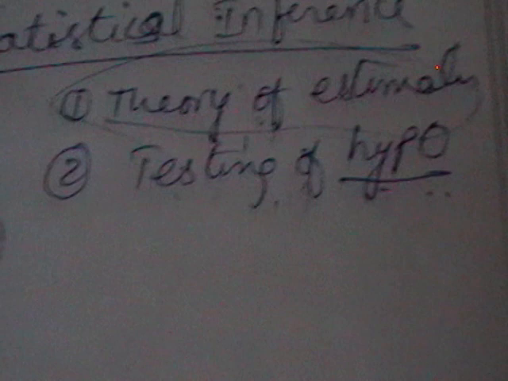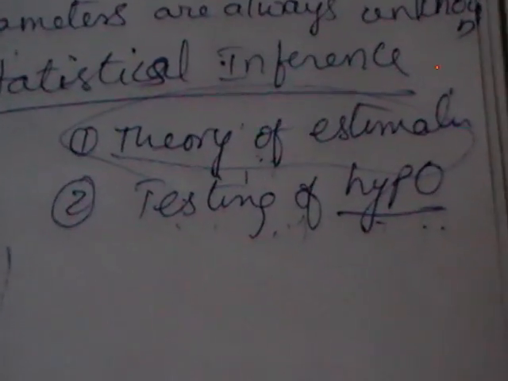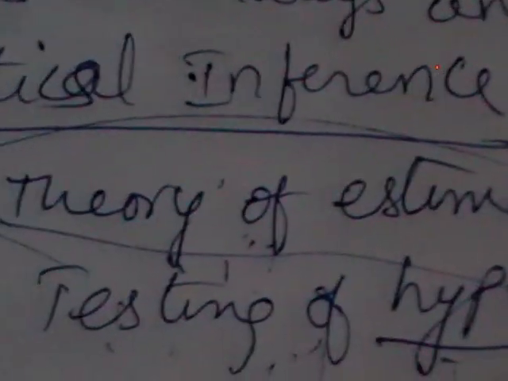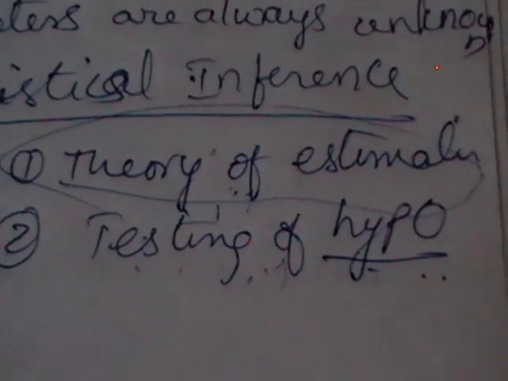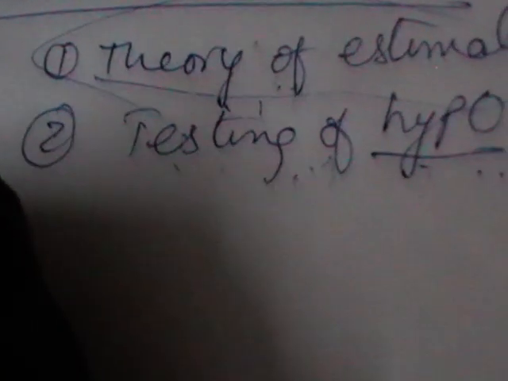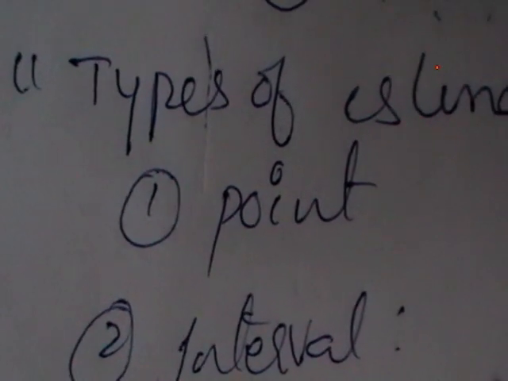Now let us discuss the theory of estimation. The unknown parameters, generally the population constants, are called parameters. They are estimated with the corresponding sample characteristics called statistics. Now when do you call an estimator the best estimate? Okay, now let us discuss the types of estimation. You have 2 types of estimation: point estimation and interval estimation.